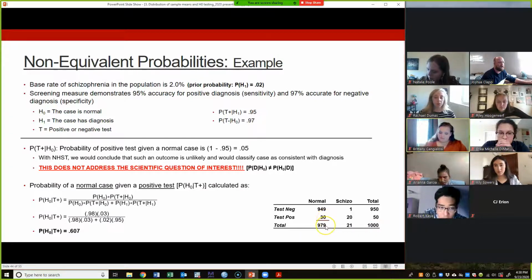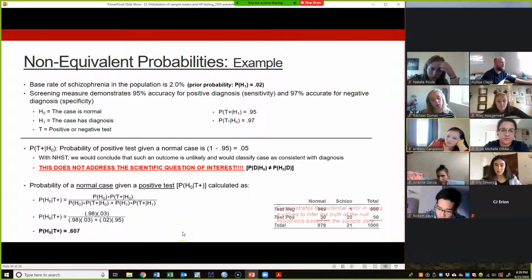Or excuse me, 30 tests out of 979 total, that's going to be a very high probability. A negative test given a normal case is going to give you about 95%, right? A negative test given a positive case is going to be about 97%. But if we look at the probability of a positive test in a normal case, if we take 30 divided by 50, we get about 0.6, right?